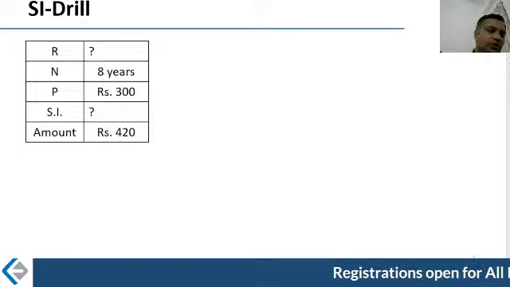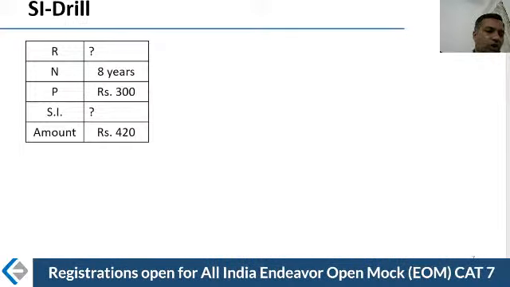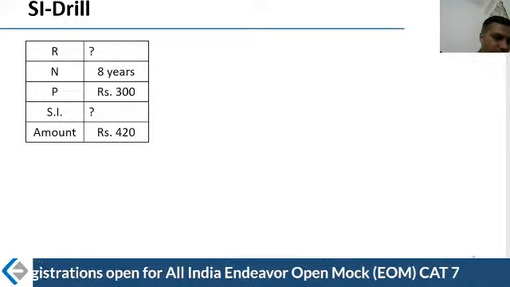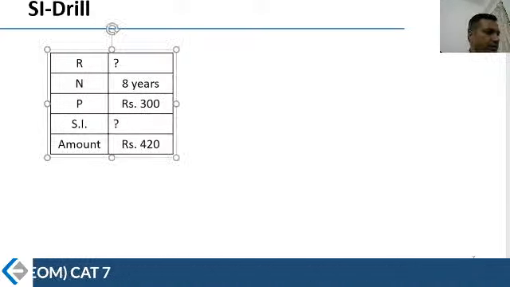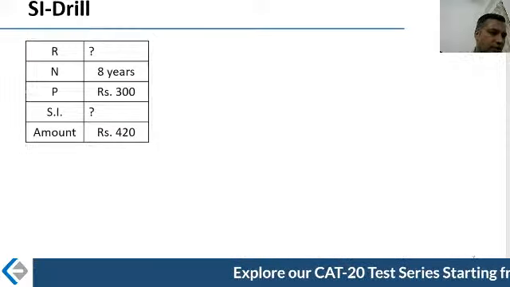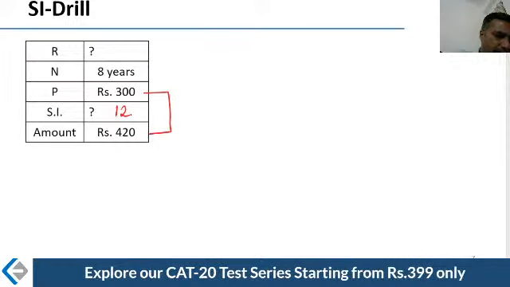Another drill. This time the rate of interest itself is the question. The author is saying that this money has been deposited for 8 years. The principal is 300, simple interest. What is the interest earned here, friends? The interest earned is 120 rupees, the difference between the amount and principal, which is 120.